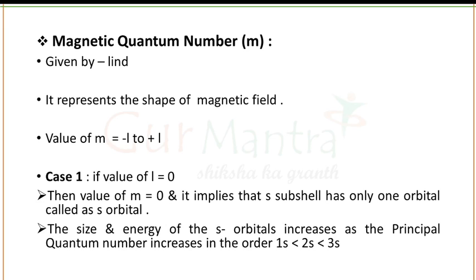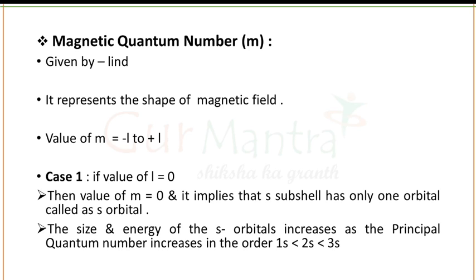For example, if you are given the value of l equals 1, so the value of m will be minus 1, 0 and 1, which means l equals 1 has 3 orbitals, and l equals 1 is for p orbital, which means p subshell has 3 orbitals. Now there are 3 cases for magnetic quantum number.